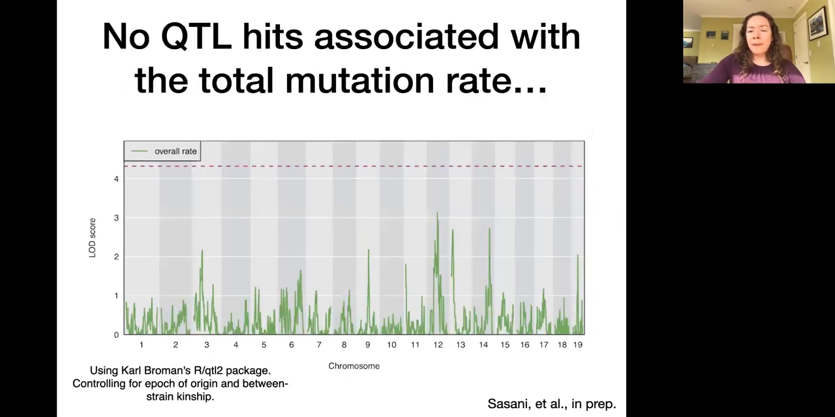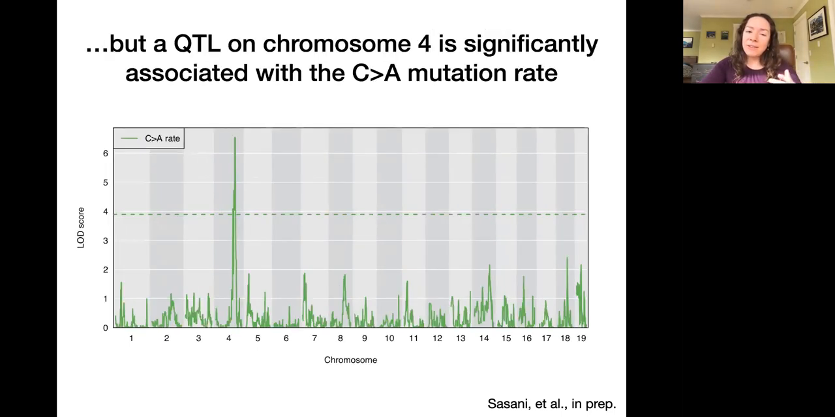And so when we did this for the total mutation rate that we estimated from the homozygous singletons, we unfortunately didn't get any genome-wide significant hits. But then we looked at traits that were features of the mutation spectrum. And then we did find one that was associated with specifically the rate of C to A mutations. It's a big genome-wide significant peak on chromosome 4.